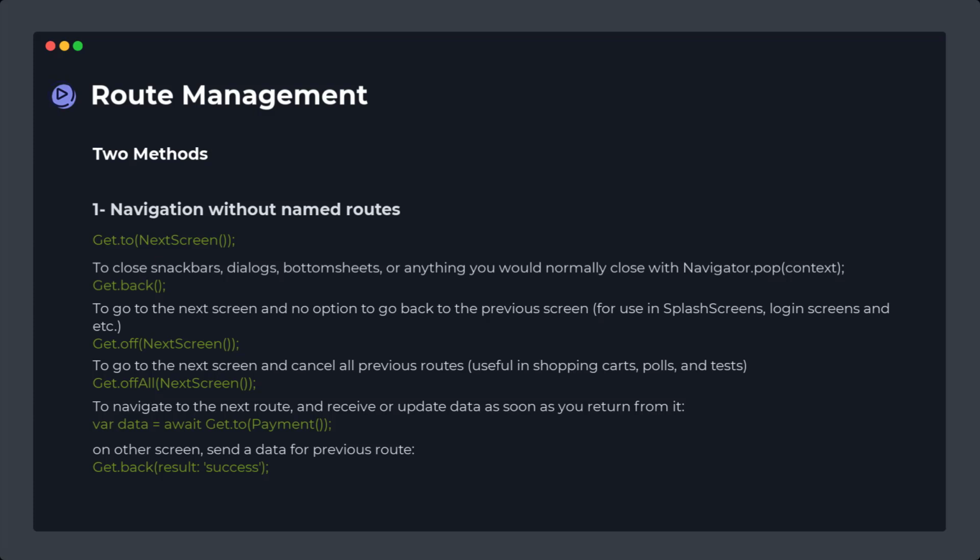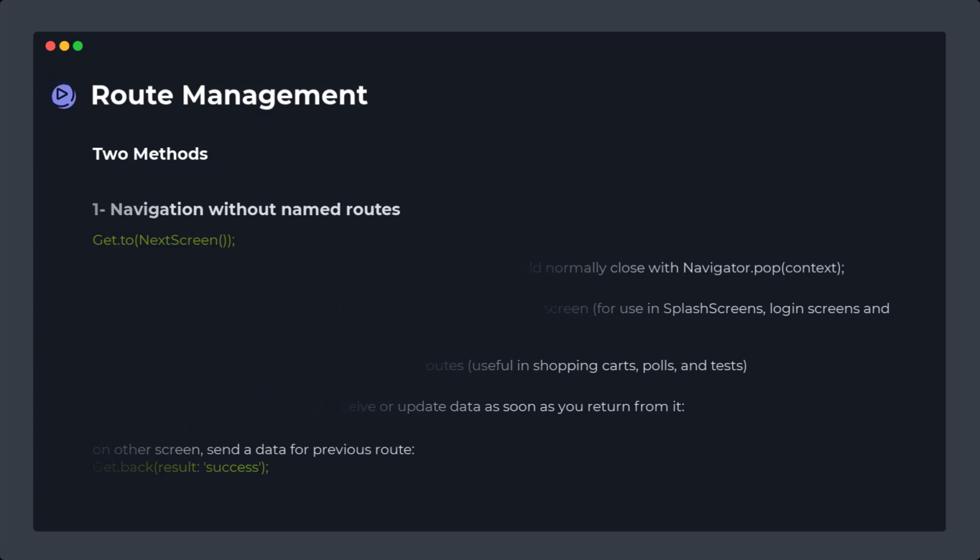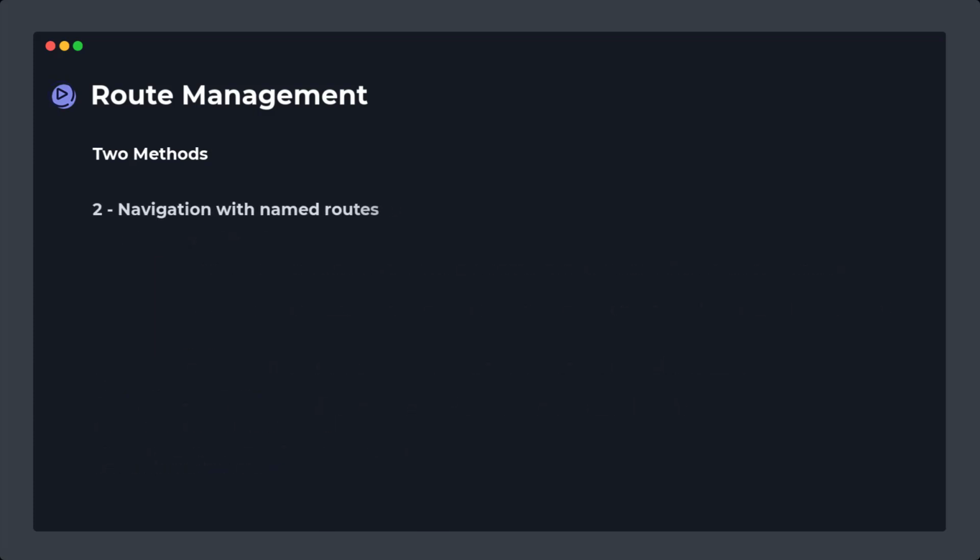So that's it. Most of the time we use navigation without named routes inside our app development. Okay, the next thing is navigation with named routes. In this, we are not going to use the to method with the screen name. Instead, we are going to pass a string, and we have to declare what that string actually means, and which screen Get should now take us to.